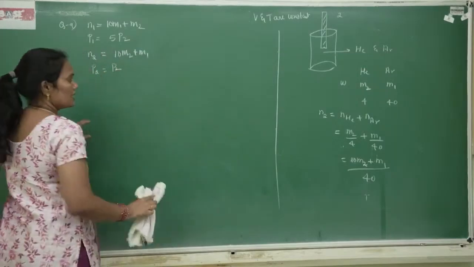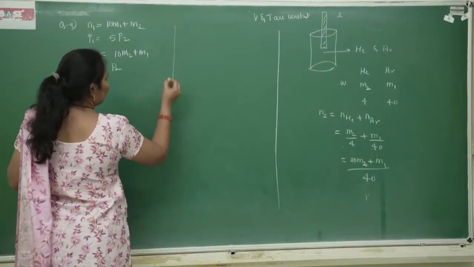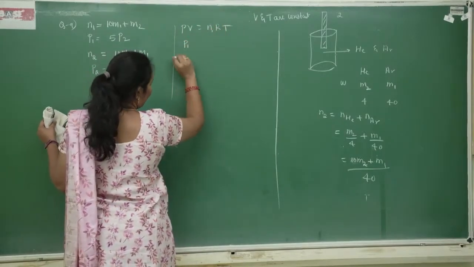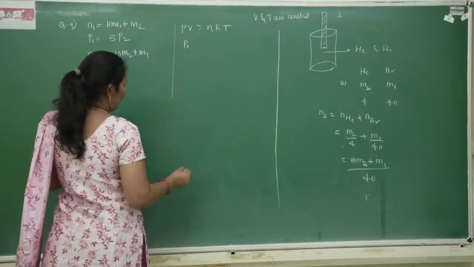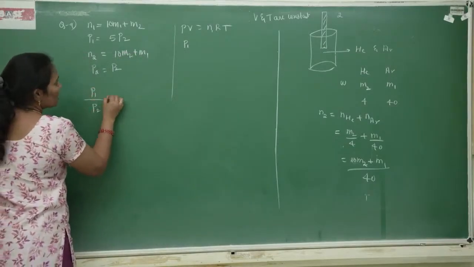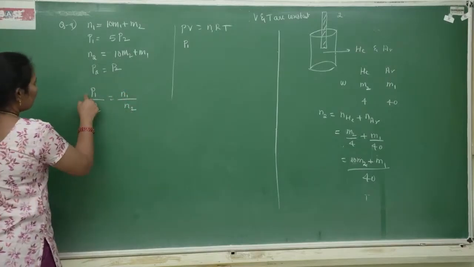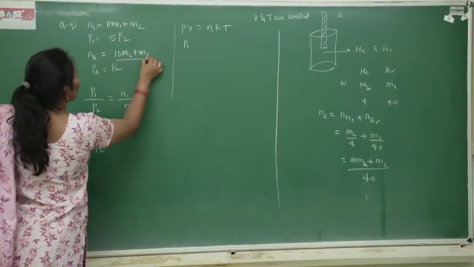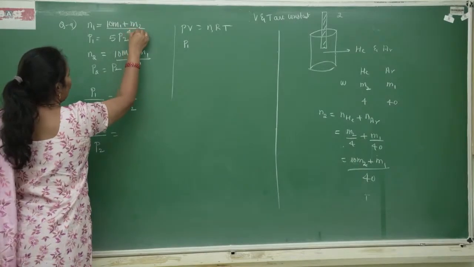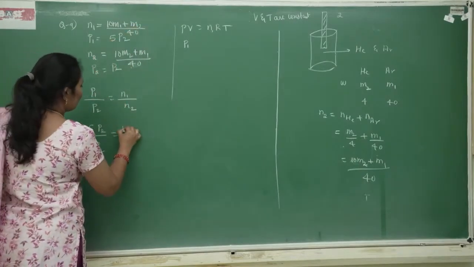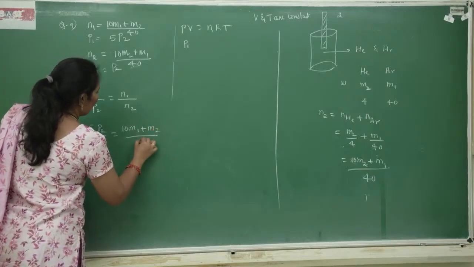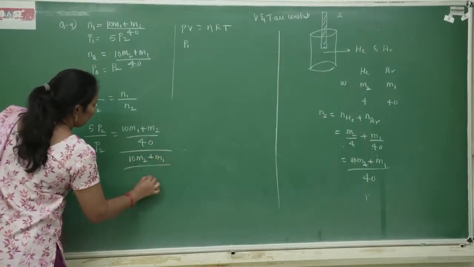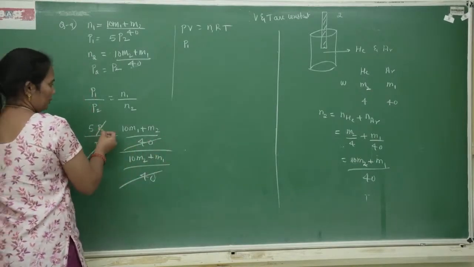They have given that each gas is behaving ideally. Whenever gases are behaving ideally, we can apply PV equals nRT. In this, P and n are the variables. Therefore, when you write two equations and divide, we get P1 by P2 equal to N1 by N2. So P1 equals 5 times P2, divided by P2, equals N1 over N2, where N1 is 10 M1 plus M2 divided by 40, and the whole thing is divided by 10 M2 plus M1 divided by 40. The 40 and 40 get cancelled, P2 and P2 get cancelled.